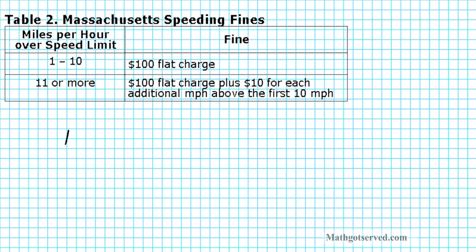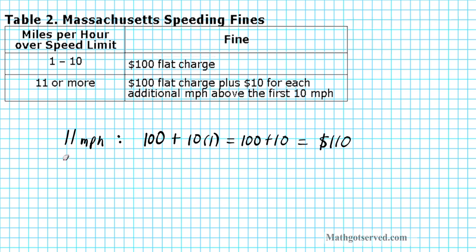So let's say we start with 11 miles per hour. What's the fine going to be? For 11 miles per hour, we're going to have the $100 flat fee plus $10 for each additional mile per hour above 10. So $10. How many miles per hour over 10 is 11? Is 1. Okay? If you work this out, you get 100 plus 10. You're going to be fined $110.